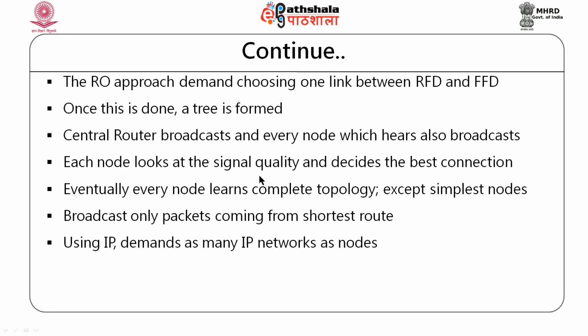Eventually, every node learns the complete topology except some simple nodes. They do not learn the complete topology. They only remember the path to the central router, that is all. They will not remember everything because they do not have memory too. There are two different types of nodes we will be looking at. One is called storing nodes, the other are non-storing nodes. Storing nodes will be able to remember forwarding tables, and they will be able to do it exactly like routers.